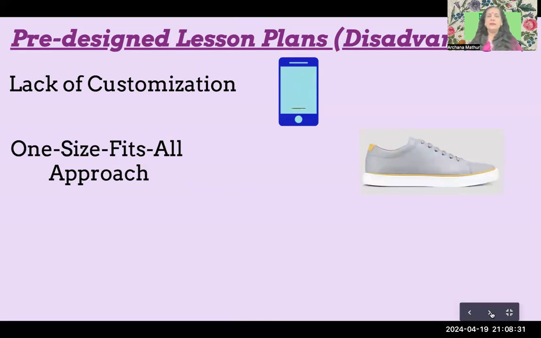Then it's a kind of a one-size-fits-all approach. I can't wear your shoes, you can't wear mine. So when the experts are making these lesson plans, they think about the average student. But we know as educators that in every class there are some students who are very bright and some are slow learners. But this approach of pre-designed lesson plans is the same for all. So it doesn't fit either of them. It may fit the average student of your class, but it is not suitable for the very bright students, and it's not good for the slow learners as well.